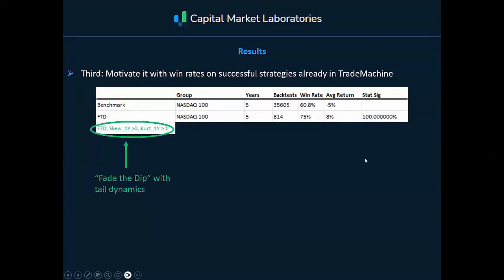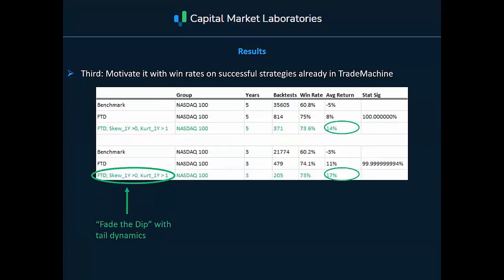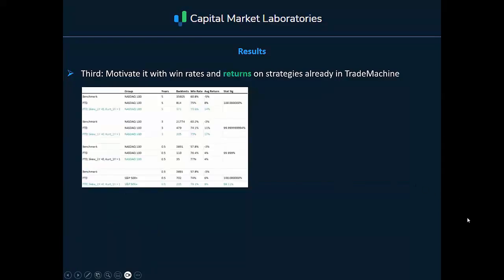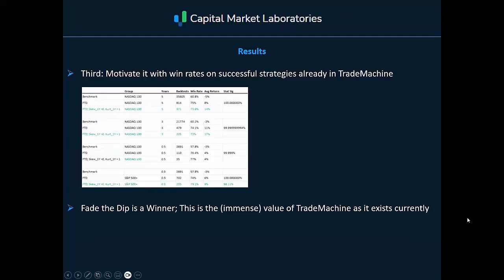Now, I'm going to take the fade the dip and say I only want to do it in companies where the skew is positive and the one-year kurtosis is greater than 1. Fade the dip with tail dynamics, 17% returns. So what happened? Fade the dip is a winner.